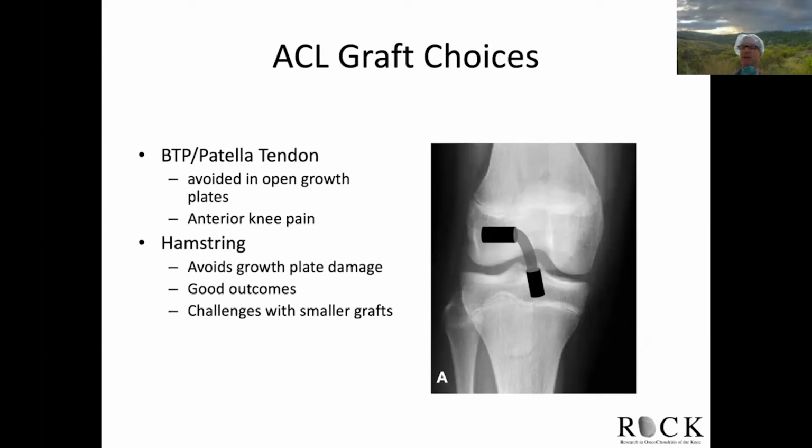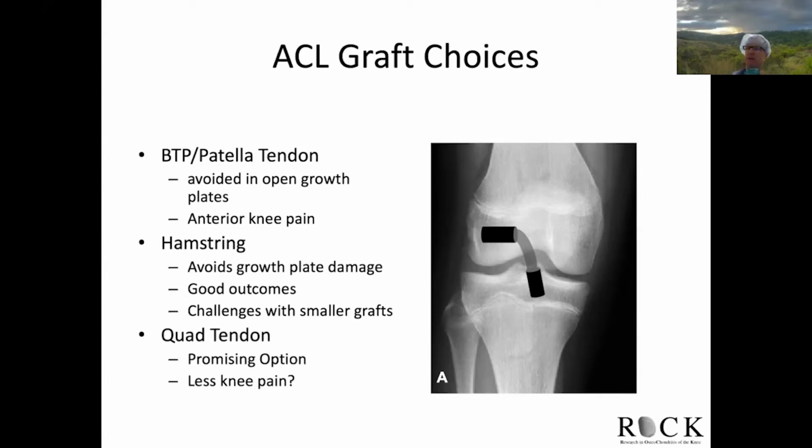The hamstring seems to address some of those. It avoids growth plate damage when you harvest it. The outcomes are quite good, but sometimes patients have smaller hamstring grafts. And if they have a small graft, the rupture rate's a little bit higher. So with large hamstring grafts, they're probably equivalent to bone tendon bone without the risk of knee pain, but smaller grafts may have a higher rate of rupture.